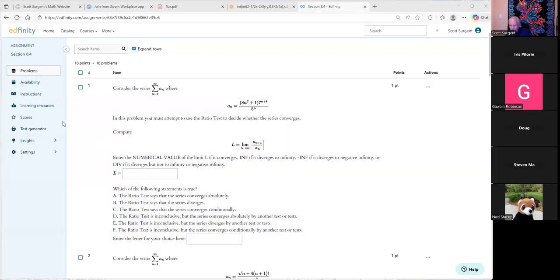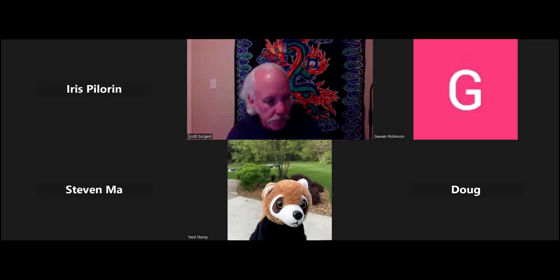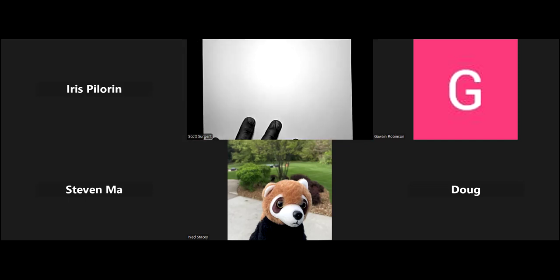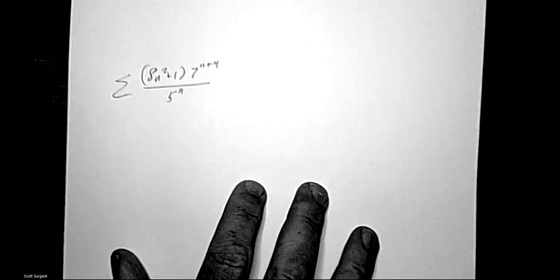So you've got this nutty looking thing right here. I'm going to copy it down. It's (8n squared plus 1) over (7 to the n plus 4), times 5 to the n. We're trying to figure out if this darn thing converges or not. So I'll stop the share, go to my overhead. Oops, let me pin that. Give me a second here, get things arranged.